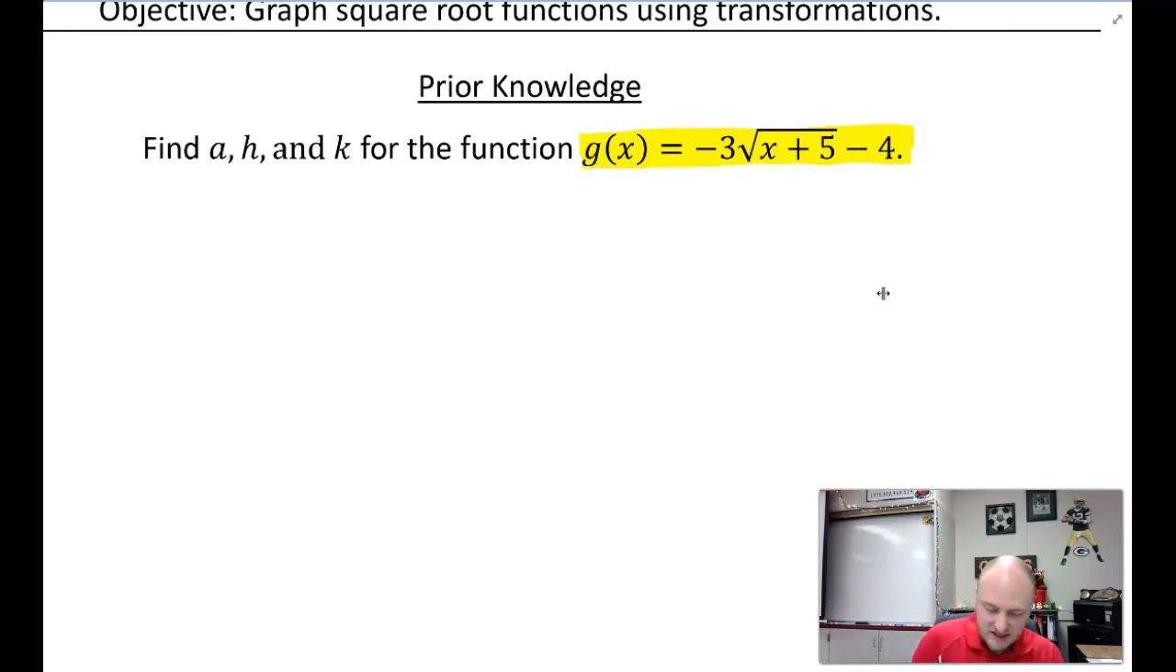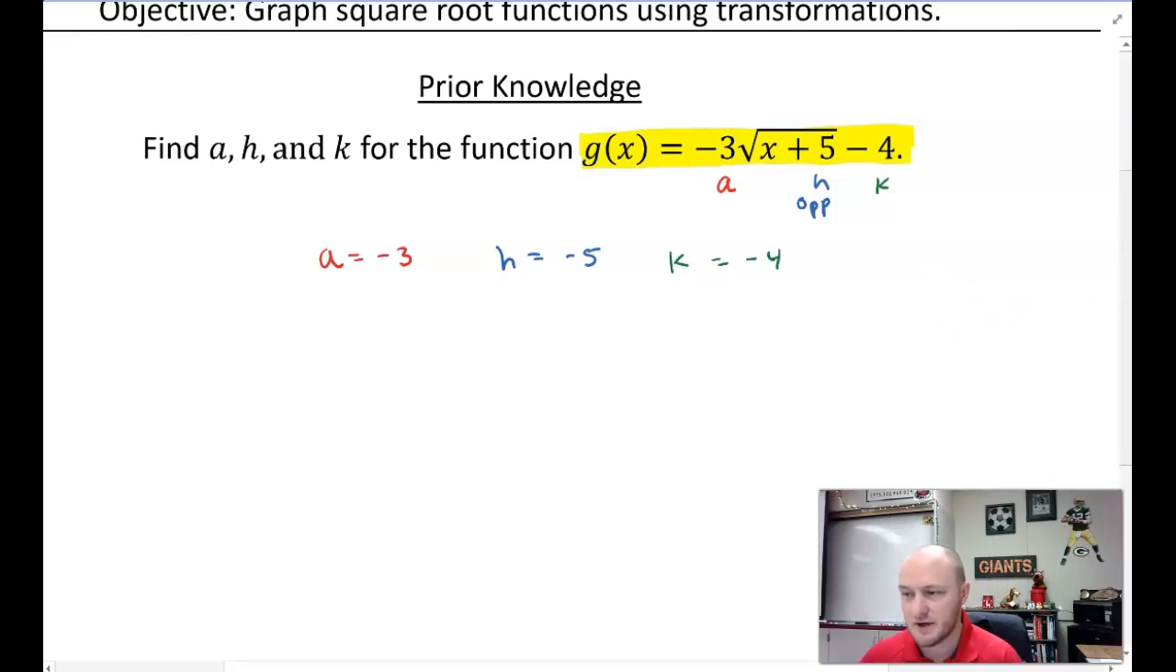Alright, hopefully you paused it and gave it a go. I want to remind you of the structure. We have an a value that is out front, so in this case, our a value is -3. Our h value is always paired with our x value, and it is always the opposite. So in this case, our h value is actually -5, and then our k value is always at the end. Here, our k value is -4. So hopefully that jogs your memory, and you got that right.